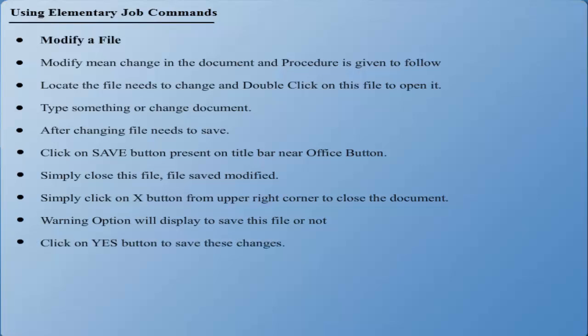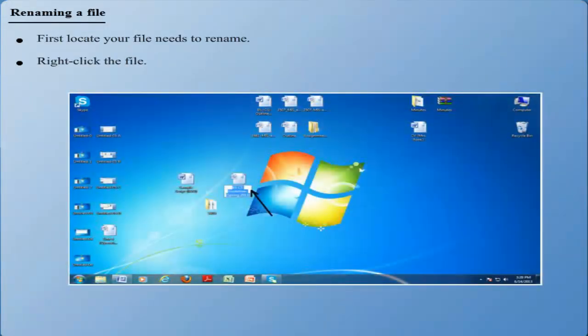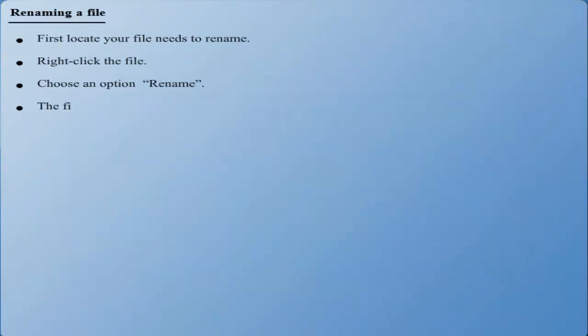Renaming a file. Number 1. First, locate your file. Let us consider the file is located on the desktop. Number 2. Right-click the file. Number 3. Choose the option Rename. Number 4. The file name will be highlighted in blue. It is ready to be retyped. Number 5. Type a new file name and then press Enter. Number 6. The file is renamed.